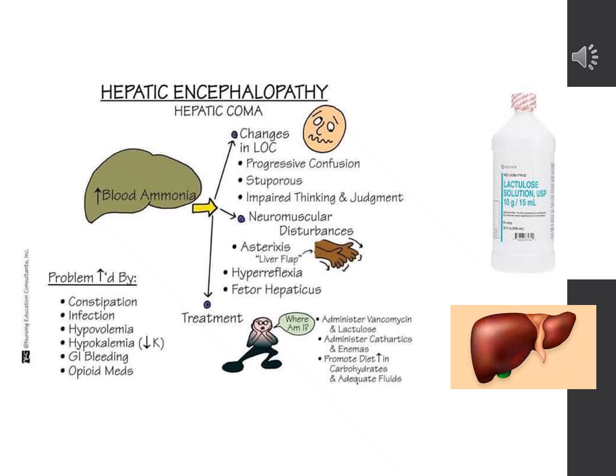Now, most of these look at mentation, confusion, and mental changes. So we want to catch that early. These patients may have things like slurred speech, impaired judgment. They'll be really confused. They're trying to crawl out of bed all the time. They have those tremors or that asterixis, which is the flapping of the hands when they hold their arms out. They're going to have what's called fetor hepaticus. That's a musty, sweet, odorous breath. So it smells like liver breath.